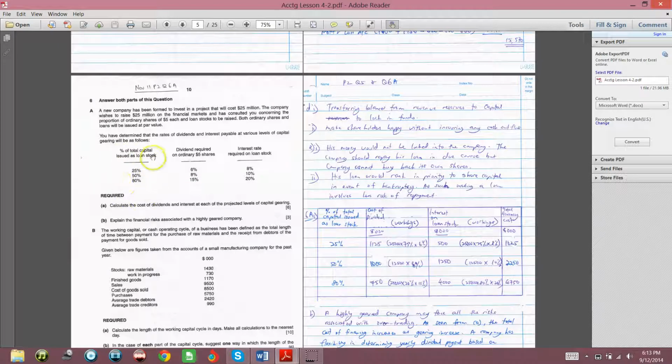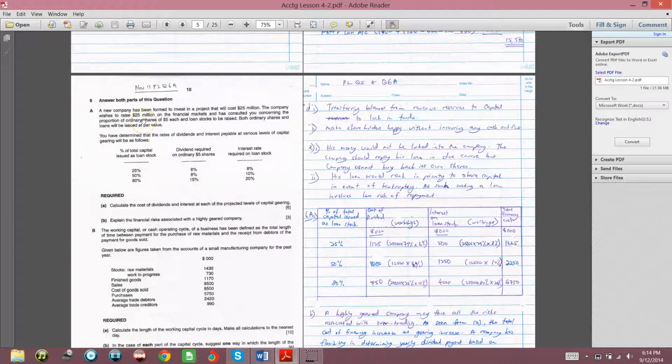So capital gearing. Gearing means the proportion of borrowed money as opposed to owners' money. Who are the owners? Ordinary shareholders. So these are the proportions of gearing. This is the level of capital gearing: percentage of total capital issued as loan stock. So percentage of total money issued as loan stock. Loan stock is borrowed money, a loan. So 25% of this 25 million needed is by way of loan stock.